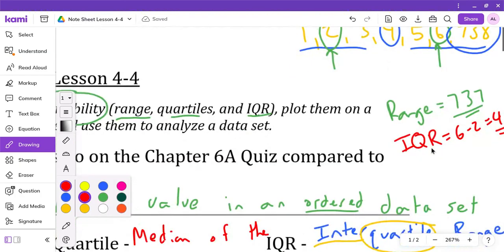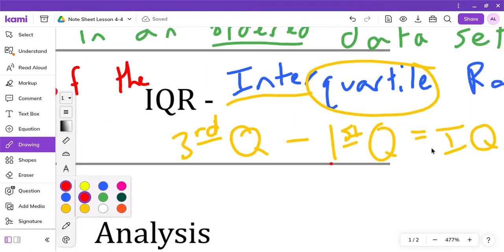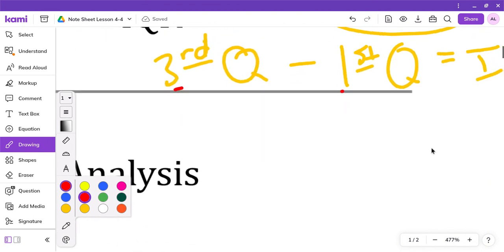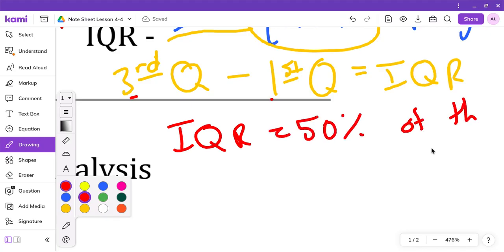Here's why this is valuable. If I go from the first quarter to the third quarter, isn't that half of the game? After the first quarter break comes the second quarter and the third. That's half of the game. So the IQR is 50% of the values. And it's not just any 50%, it is the middle 50.